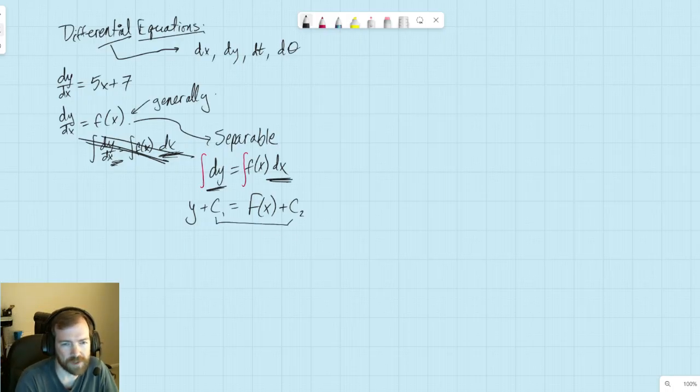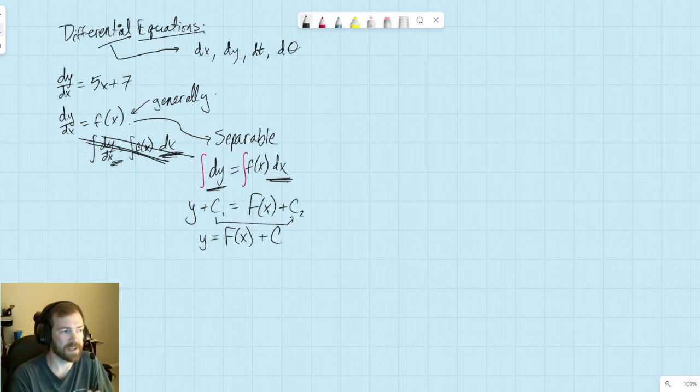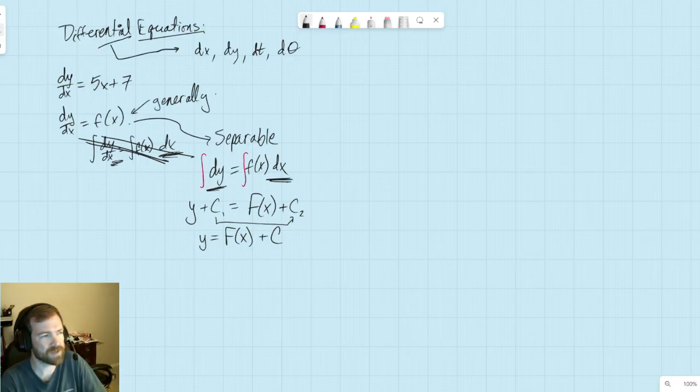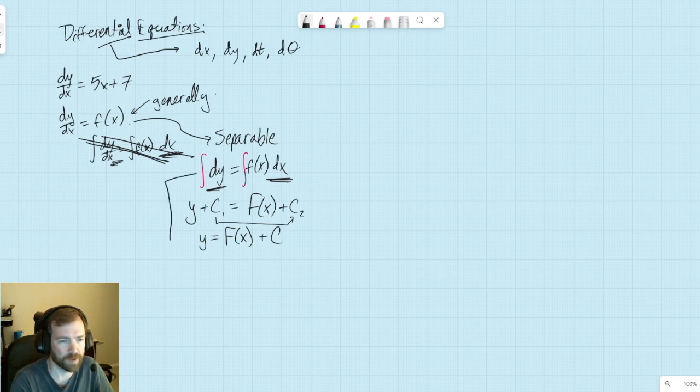Alright, and then we shift this over here, so that we get y is equal to some big F of x plus, we'll just call it c. So the constant c2 minus c1 is just going to be another constant. So we just let it be another constant, we call it c. So that's really the shortcut for this: don't make multiple constants.